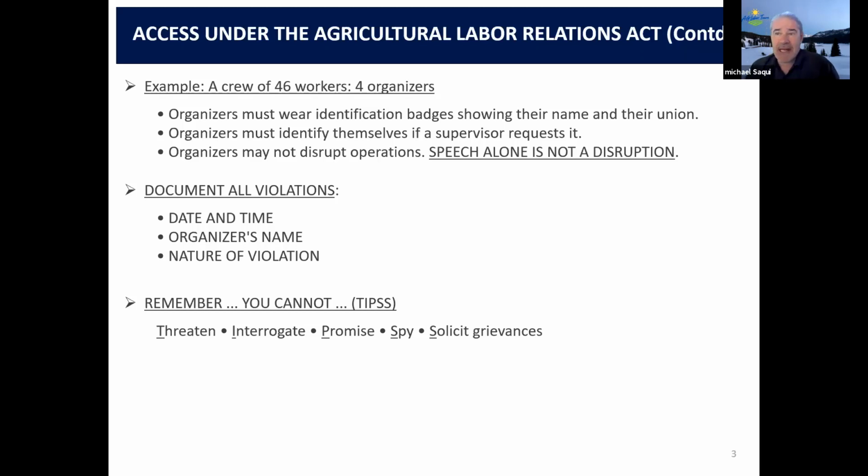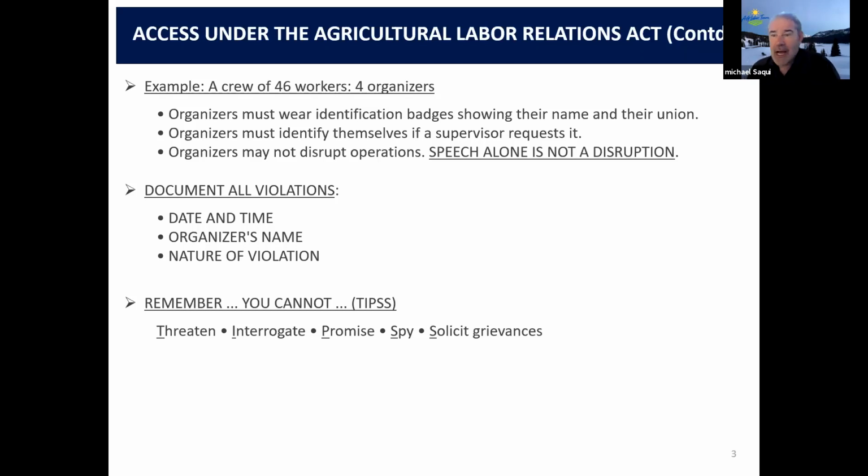Interrogate. Asking them what organizers said or whether they attended a meeting is an interrogation. Making promises. It's too late to make promises. Once access is taken, making promises is now unlawful and a violation of the Agricultural Labor Relations Act. What are promises? Well, look, I hear you guys are talking about wanting a 10-cent raise. Tell you what, tell all the guys and girls we'll do the 10-cent raise and tell the union to go hit the bricks. That's a promise, okay?